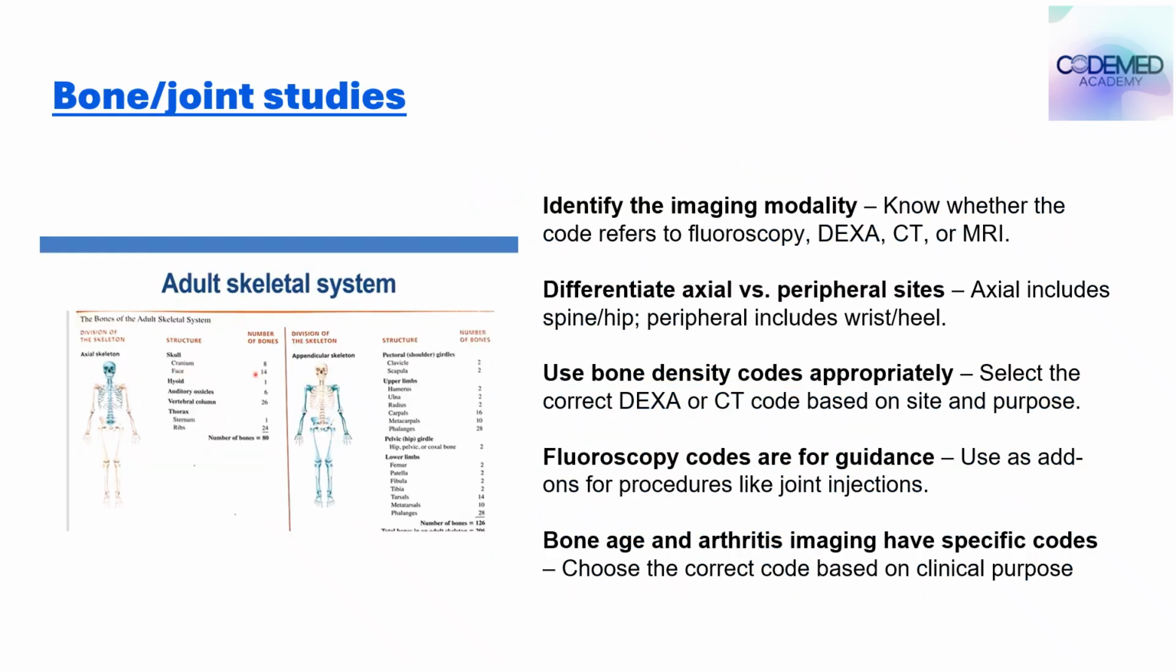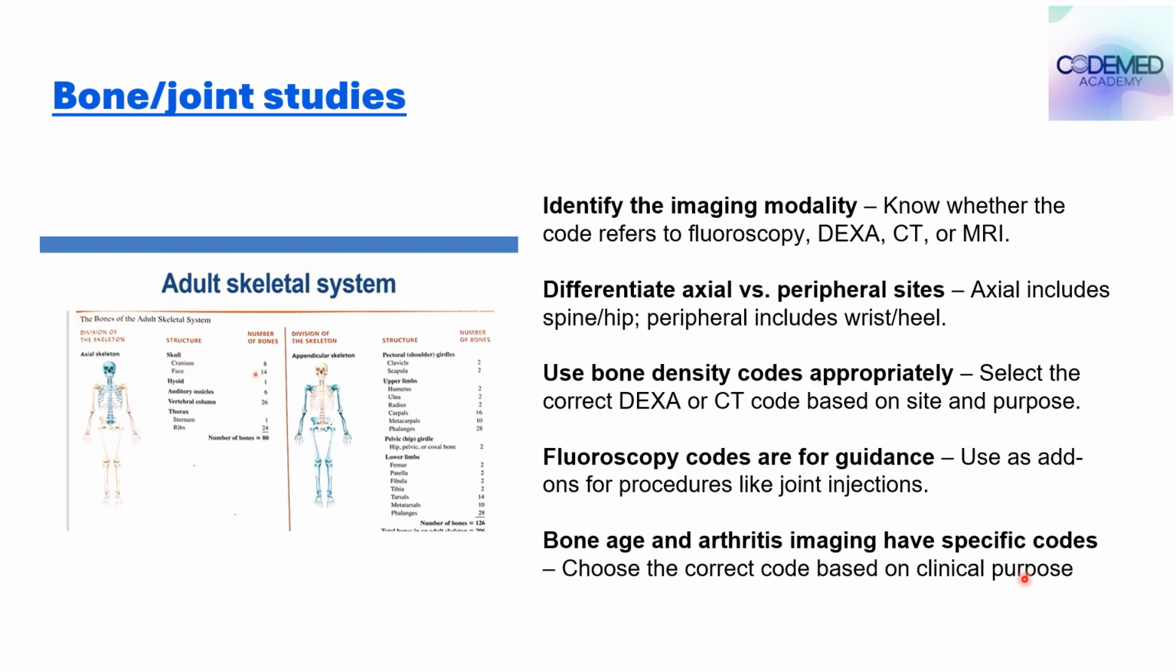Now, as far as the guidelines are concerned, first of all, we need to find out the imaging modality. Know whether the code refers to fluoroscopy, DEXA, CT, or MRI. Then check the anatomical site. Differentiate axial and peripheral sites. Axial includes the spine and hip, and peripheral includes the periphery or the extremities. Use the density codes appropriately. Select the correct DEXA or CT code based on the site and the purpose.